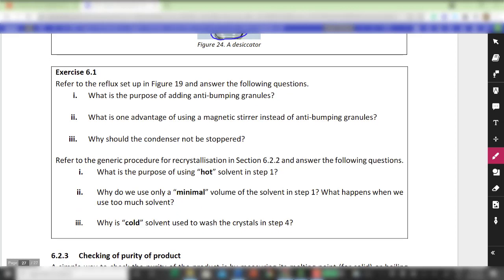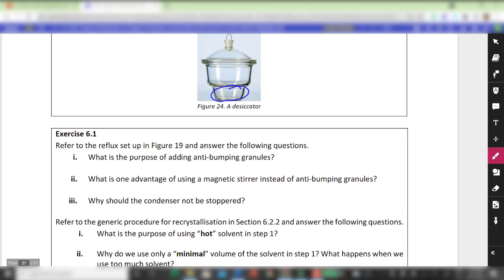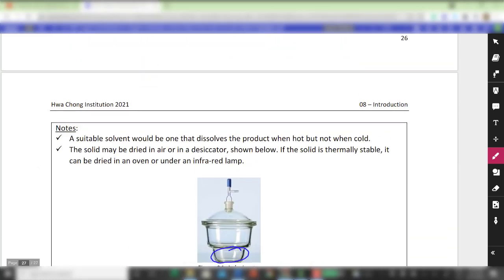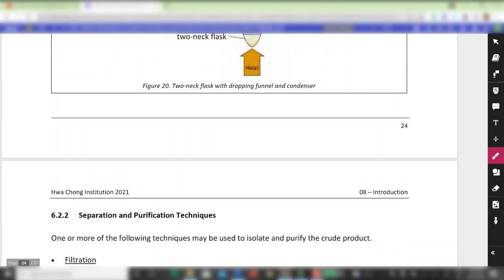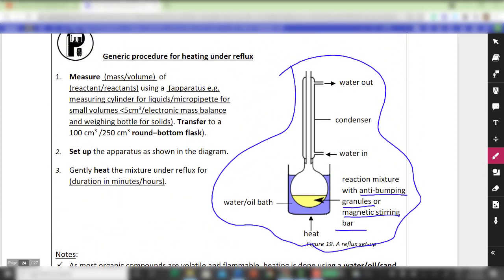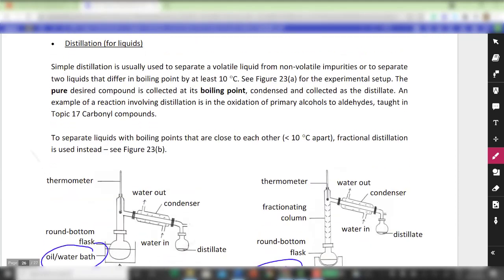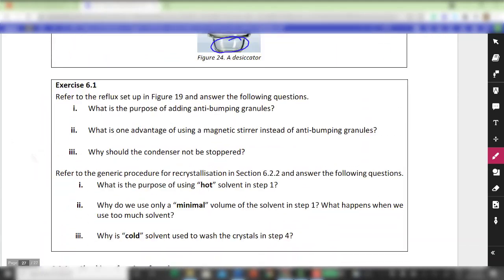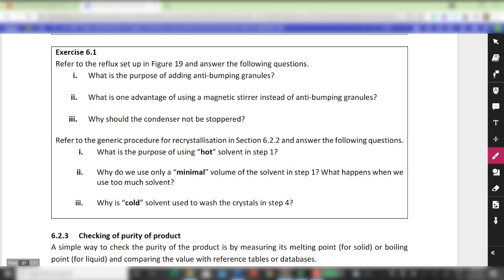Okay, so we have an exercise 6.1 over here. They ask you to refer to the reflux setup in figure 19. I think this is the particular reflux setup which we were talking about just now, which I showed you how to go about understanding through the video. Over here they ask you some questions, and some of them I have already answered. Like, what is the purpose of adding the anti-bumping granules? As I said, it is to prevent the sudden difference in pressure being developed in the liquid. That's usually called bumping, which could be very dangerous. So it helps the solution to boil evenly.